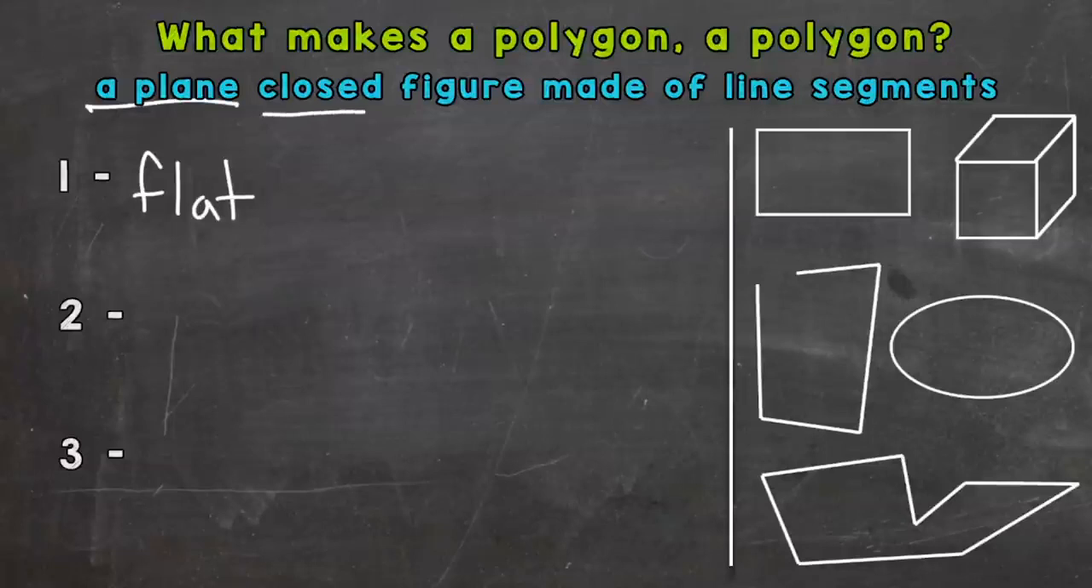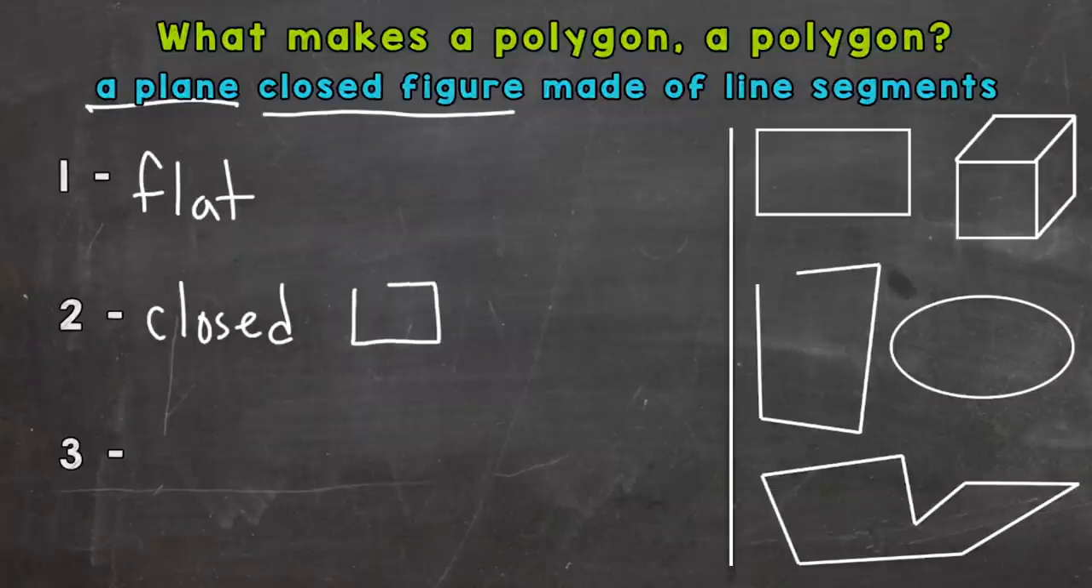Next, closed. So a closed figure or shape. And that's exactly what it sounds like. It has to be closed. So I will give you a counter example that's not a polygon. So let's say we almost have a rectangle here, but we have this opening. That would not be a polygon because it's not closed. So not a polygon.